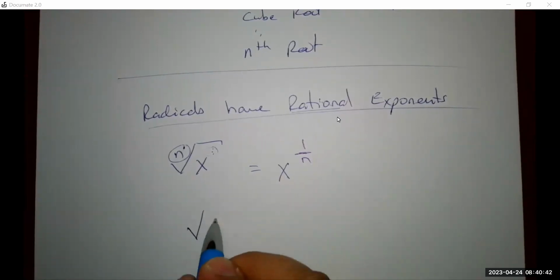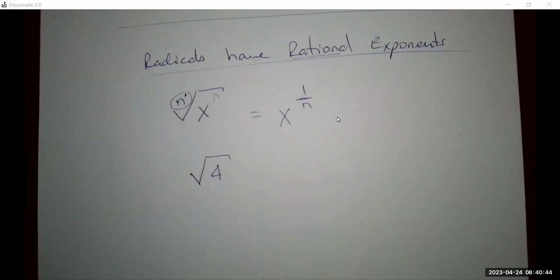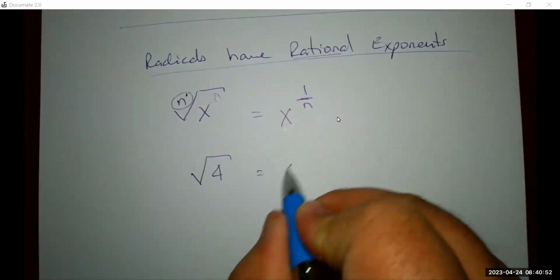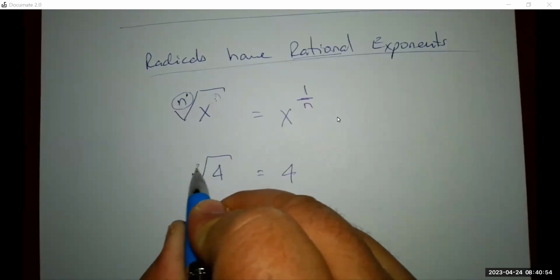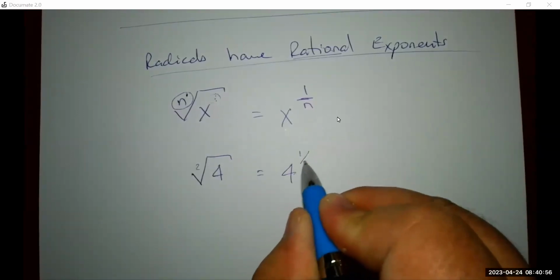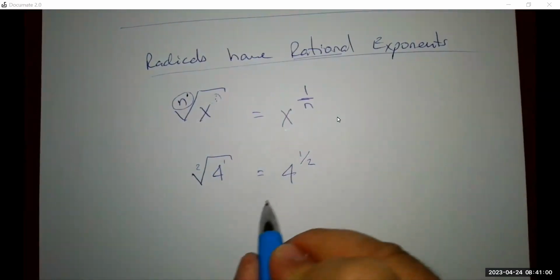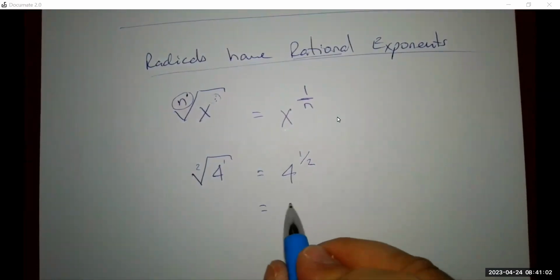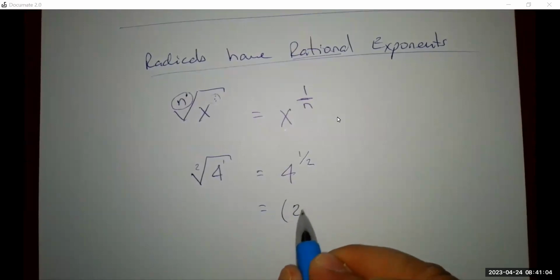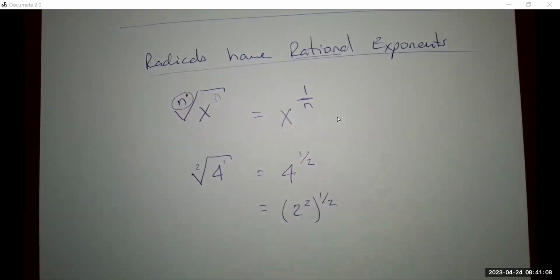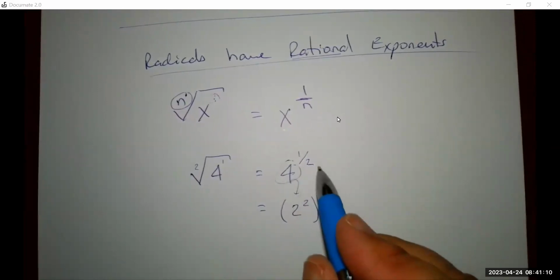Okay, let's see how this works. So what would that equal to? That would be 4. There's an invisible 2 there, so it's 4 to the power 1/2 because there's a 1 there. But what is 4 made up of? 4 is made up of 2 times 2, which is 2 squared. That's 4. And there's the exponent.